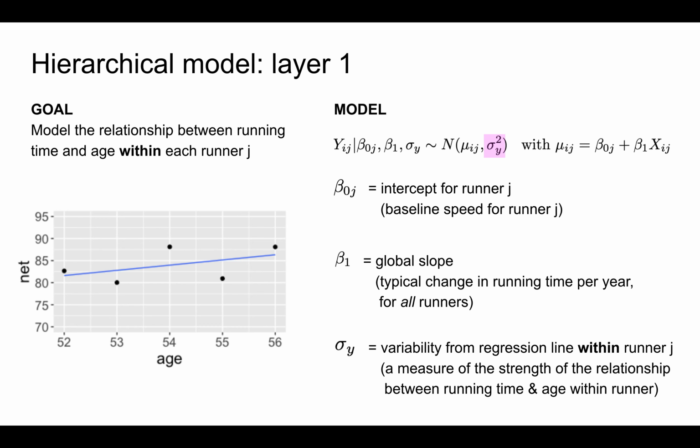Finally, consider sigma y. To give some context to this parameter, consider this plot with the data and model for just one runner j. Within any such runner, sigma y measures the variability of the observed race outcomes, these dots, from the regression line. Essentially then, sigma y measures the strength of the relationship between running time and age within individual runners. The smaller the sigma y, the stronger the relationship. Notice also that sigma y does not have a j subscript. Thus, for simplicity, we're assuming that the variability or consistency from year to year is similar for all runners.